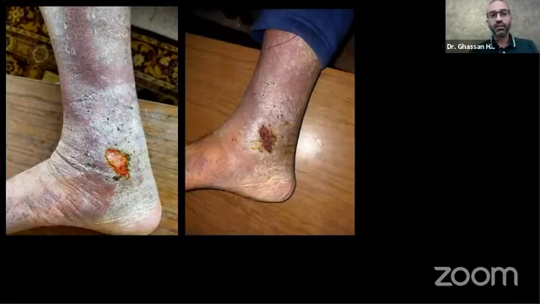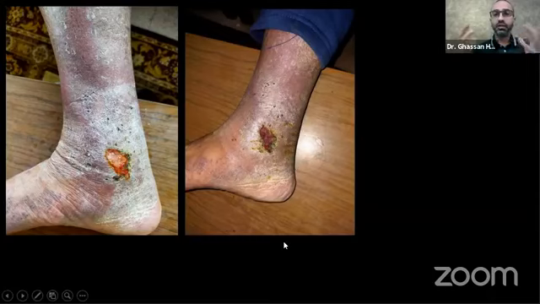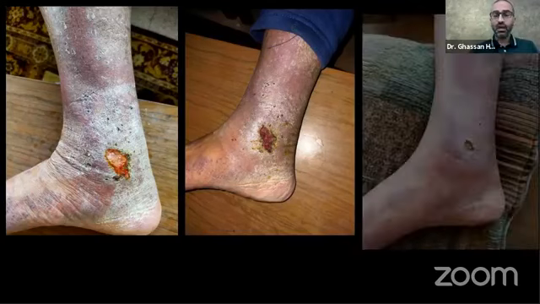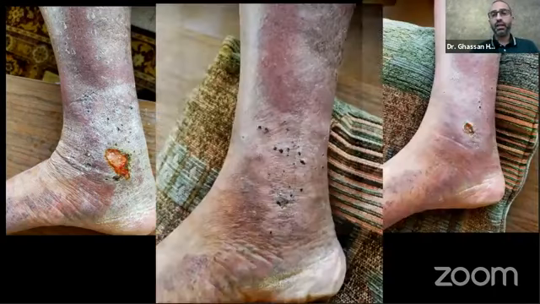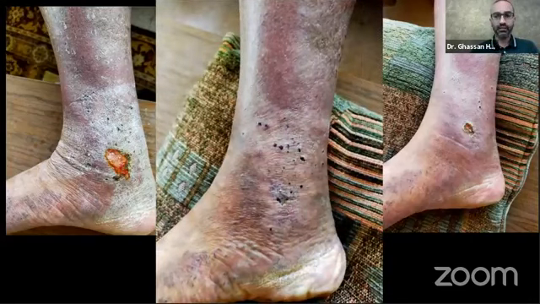If we notice here, the whitish color disappeared. We now can see red color. The blood is going back to the feet, and this is how it looks after 1 month, and after 2.5 months, I have complete healing.